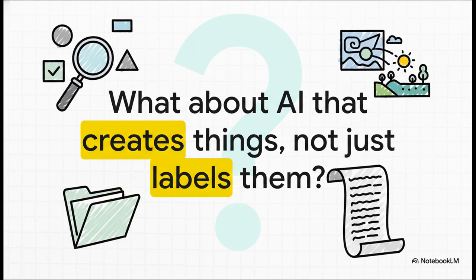Okay, so that all makes sense for systems that are basically classifying things. But this is usually where people get a little bit stuck. What about the AI that generates things, like images or music or text? Surely that's got to be different, right? I mean, it's making something brand new, not just picking a label out of a list.